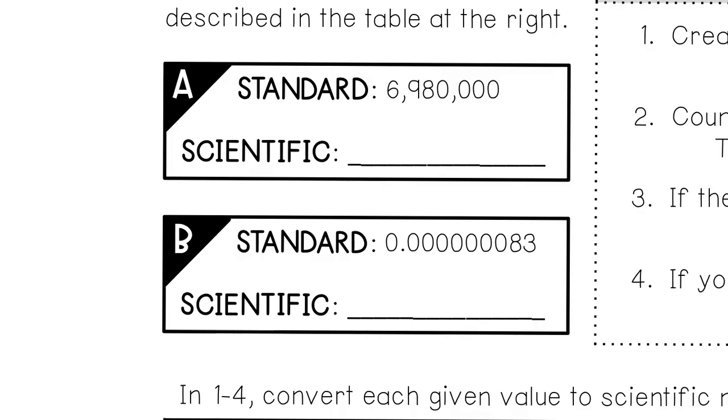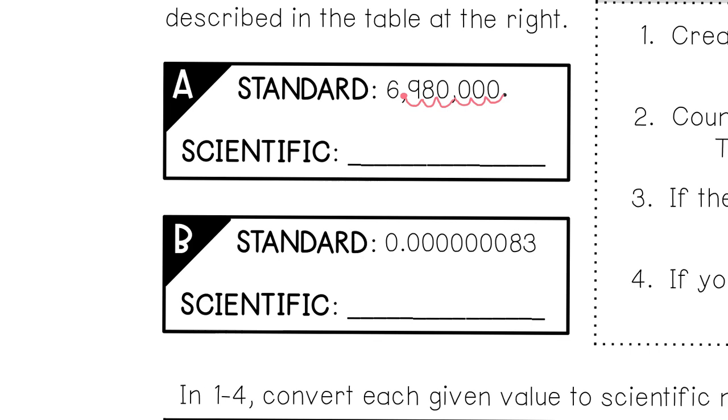We're going to start here with example A. This is a really large number. The first thing I need to do is place my decimal. So I know when I have a whole number that the decimal goes all the way at the end of the number. Now my first step in converting is to create a number between 1 and 10 by moving the decimal. In this case, because I have a really large number, I'm going to move that decimal to the left. And I'm going to keep moving it to the left until I've created a number between 1 and 10. I can't stop here because that would be 69.8, and that's not between 1 and 10. So I'm going to go one more, and my decimal will be here.